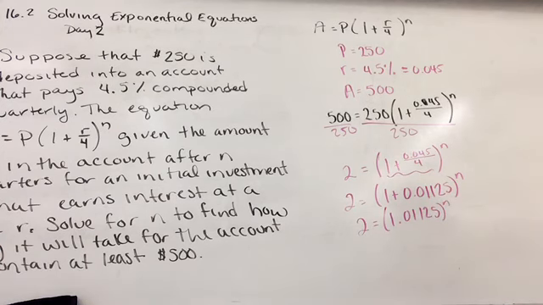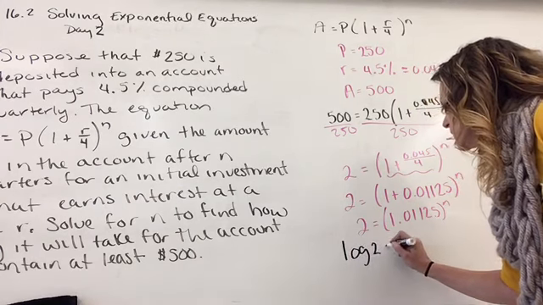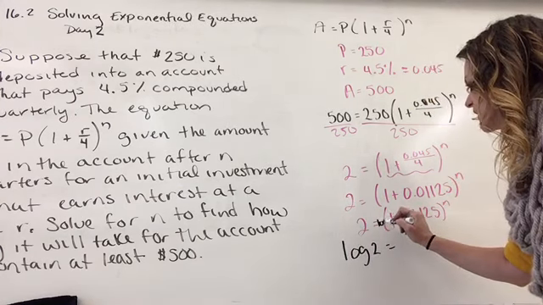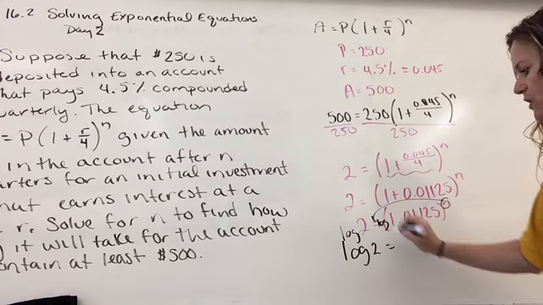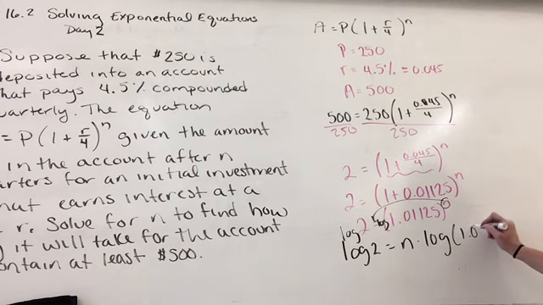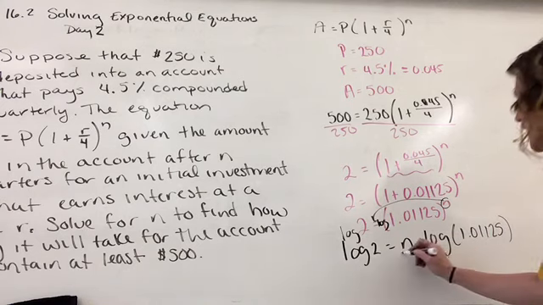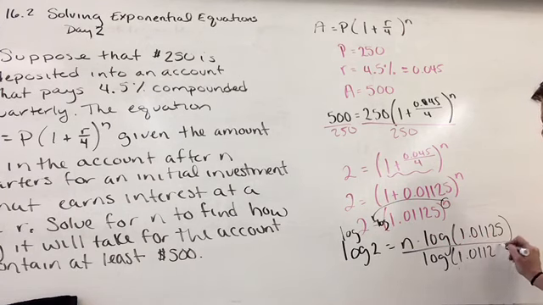Now, I need to get n out of that exponent, so I have to take the log of both sides. There's no e in here anywhere. So we're going to take the log of 2, and we're going to take the log of this. That allows the exponent to come out to the front, so that equals n times the log of 1.01125. Divide both sides by the log of 1.01125.